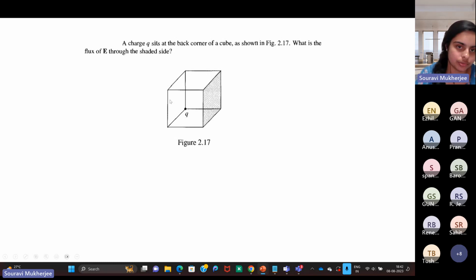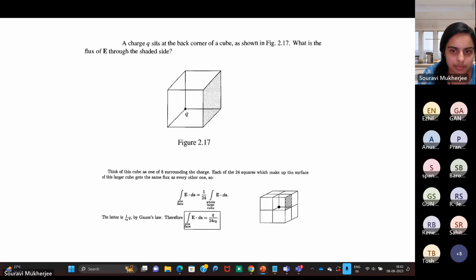Okay, so what you can do is have more such cubes, right, so as to enclose the entire charge, something like this. If you have 8 such pieces, possible, right? Then how many such surfaces do you have? 1, 2, 3, 4, and there are 6 such surfaces, right? So in total it would be 24 such squares.